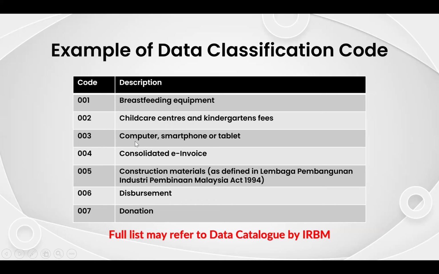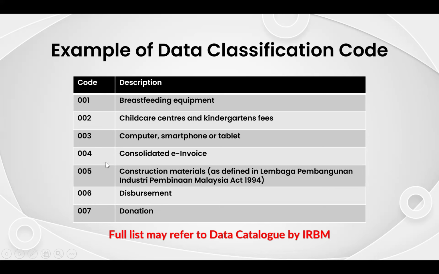003 is computer. If you are selling computers, your classification code is 003. 004 is consolidated e-invoice. 005 is construction material. But construction material also has a list. They have a list of what items are considered construction material. So you can also download the full list from the IRB website. 006 is disbursement. 007 is donation. Okay. Reimbursement also has a code, and so does donation.